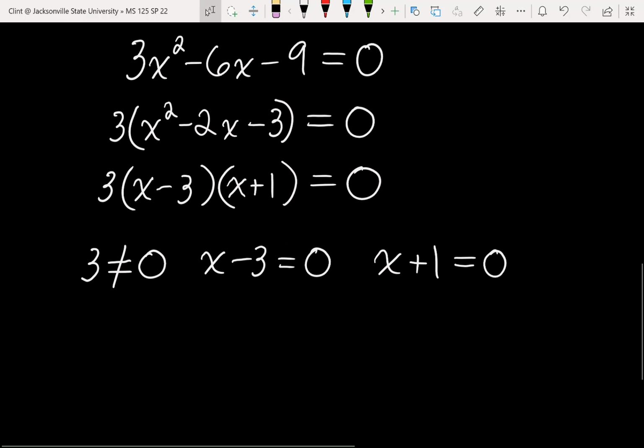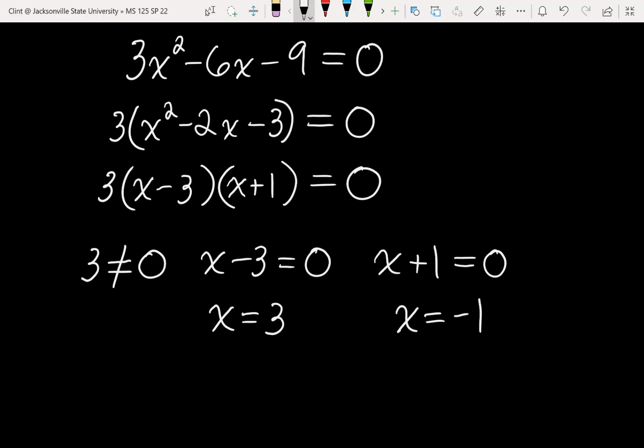So no solution from 3 equals 0, and then we get x equals 3 and x equals -1. So those are the values where our derivative equals 0.